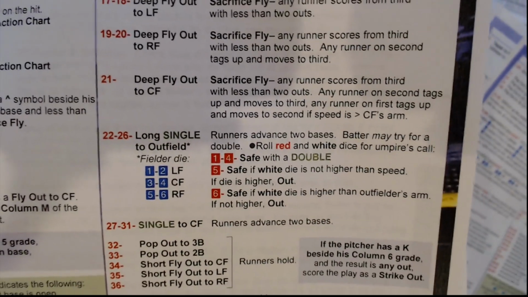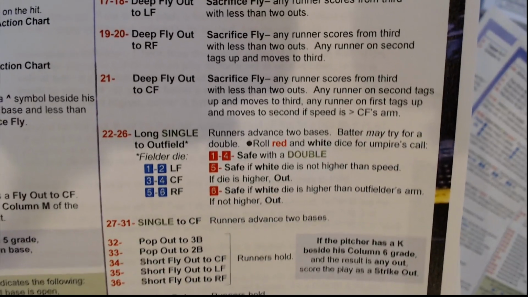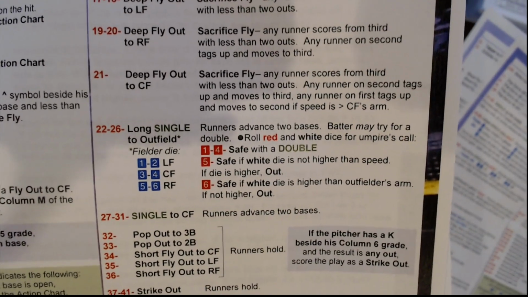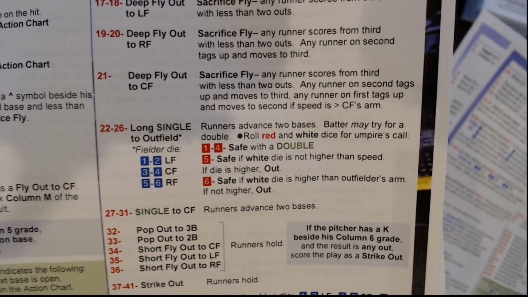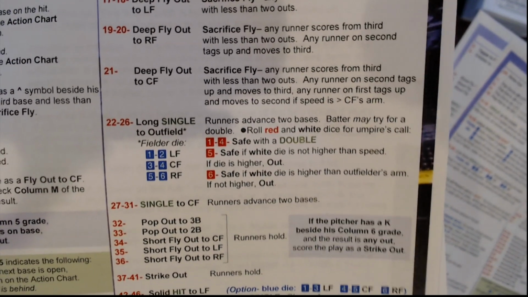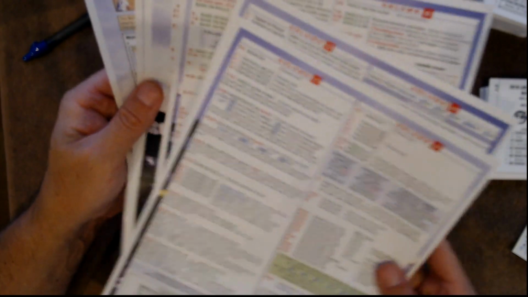Here's a 22 to 26: a long single to the outfielder. Runners are going to advance 2 bases. Batter may try for a double. We're going to roll the red and white dice for the umpire's call. And it kind of goes through a little example for you there. So the charts are really well done. Again, 3 pages of charts for your columns.